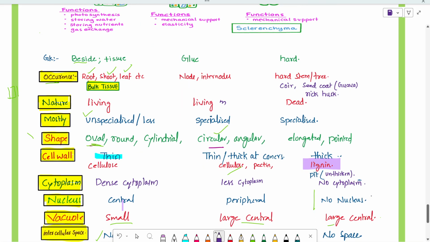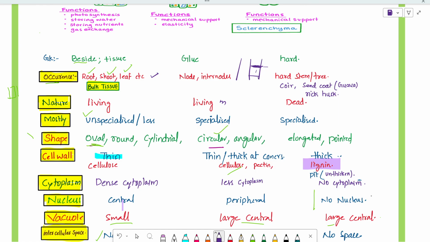Next, we have occurrence, meaning the locations where they are present in the plant. Parenchyma is generally present in growing areas, wherever there are young roots, shoots and leaves. Whereas collenchyma, you can take nodes as an example. What are nodes? This part, the horizontal line I am drawing here. You can find this clearly on sugarcane. These parts are called nodes.